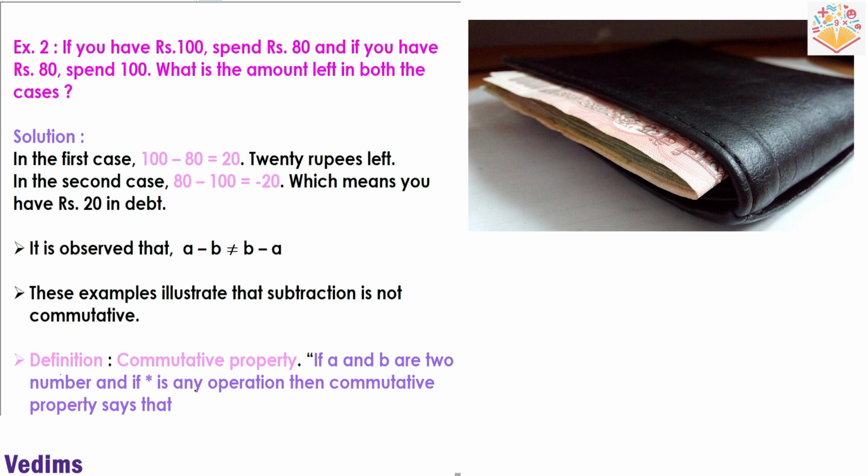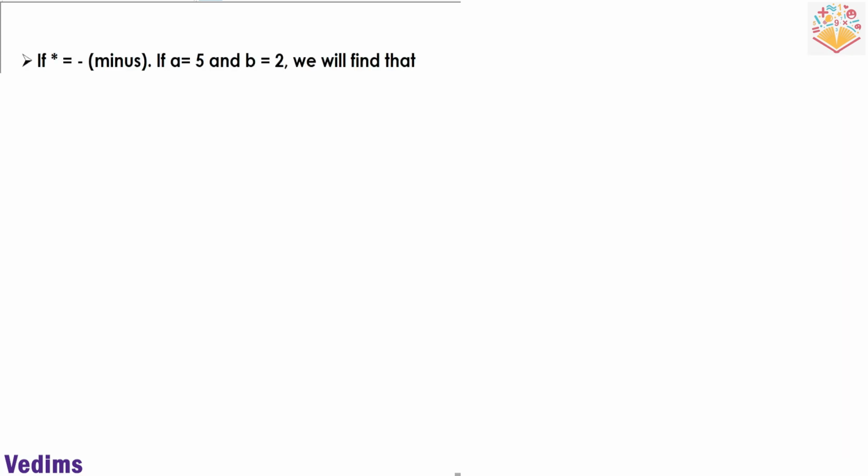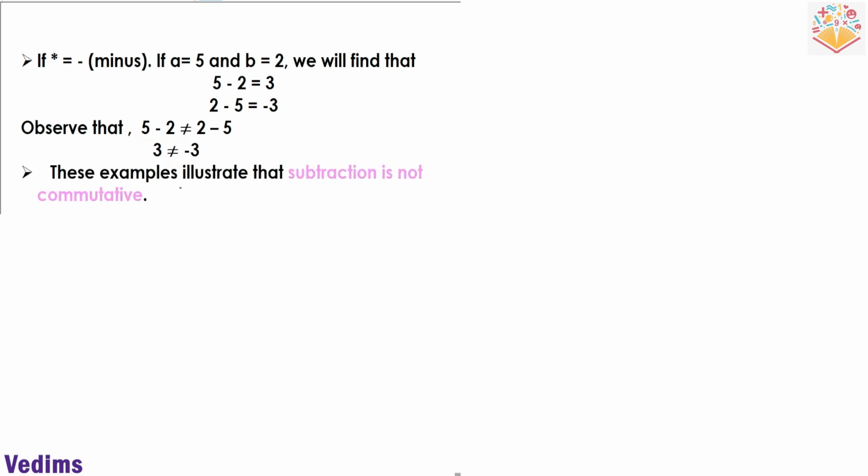Let us define commutative property. If A and B are two numbers, and if star is any operation, then the commutative property says that A star B is equal to B star A. In particular, if star is minus sign, if A is equal to 5, B is equal to 2, we find that 5 minus 2 is 3. But 2 minus 5 is minus 3. You observe that 5 minus 2 is not equal to 2 minus 5 because 3 is not equal to minus 3. These examples illustrate that subtraction is not commutative.